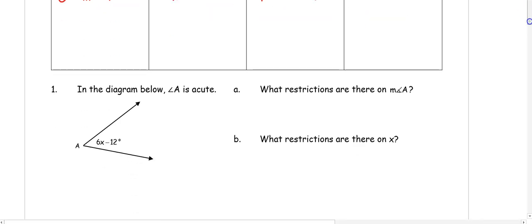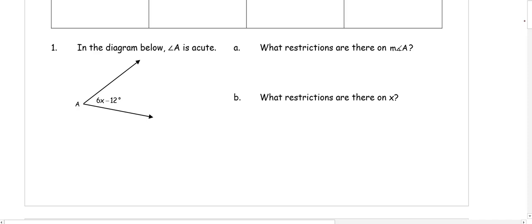So number 1, A is an acute angle. So remember, acute angles have to be between 0 and 90. So when it says, what are the restrictions on angle A? Remember, angle A has to be between 0 and 90 degrees. What are the restrictions on x? So now we're going to take whatever's inside our angle with the x, and we're going to substitute that in for the measure of A, and we're going to solve for x.